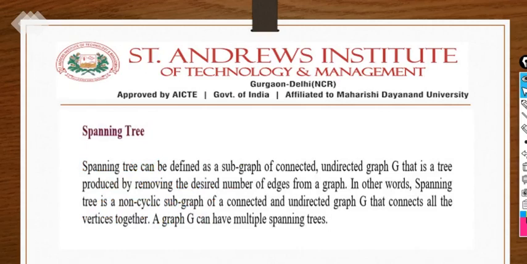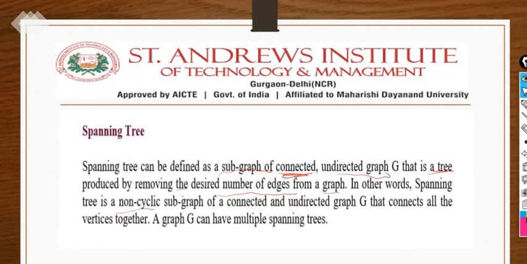What is a spanning tree? You already learned about this topic in the data structure subject also. The concept of a tree is a data structure itself. And what about the spanning tree? A spanning tree can be defined as a subgraph of a connected and undirected graph. It is a tree produced by removing the desired number of edges from the graph. Then you can say that particular tree is known as a spanning tree.